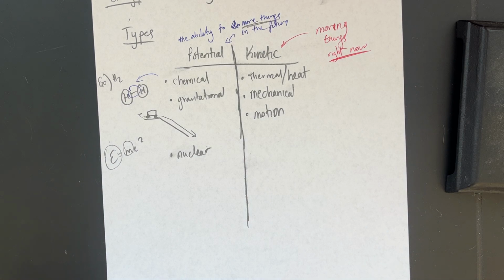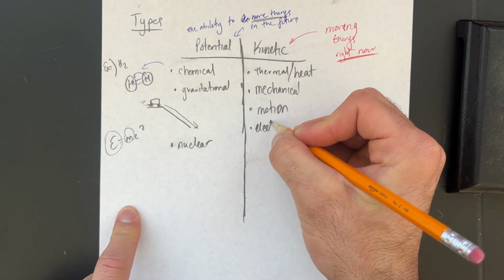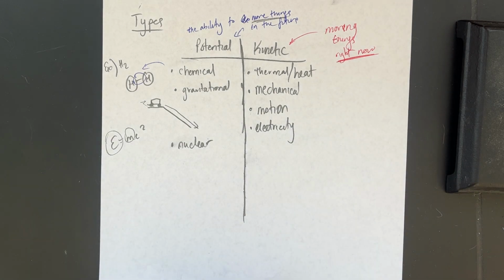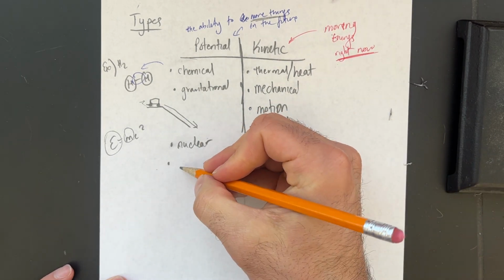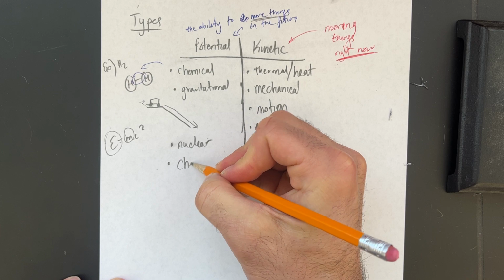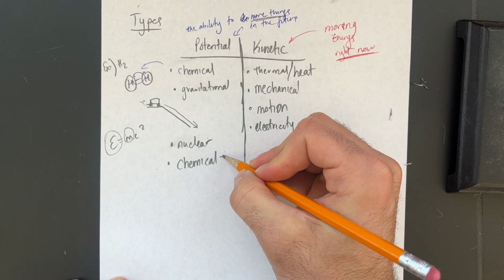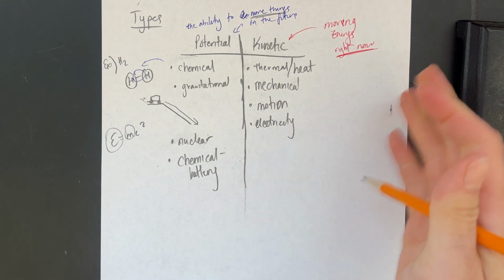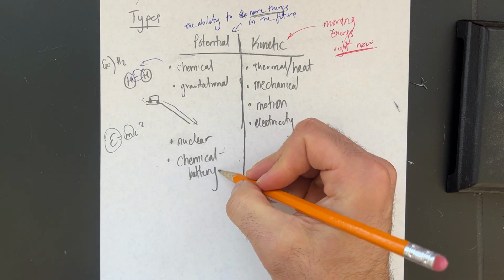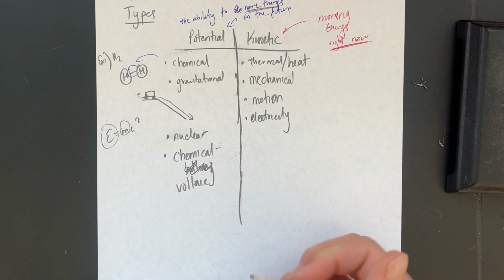There's a bunch of other types, right? Like you can think of electricity, right? And electricity, there can be a little bit of debate whether it's potential or kinetic. I would put it here because it's moving at the moment. But if you store that electricity in a battery, that is called chemical voltaic potential energy. But so yeah, these are some of the different types of energies.